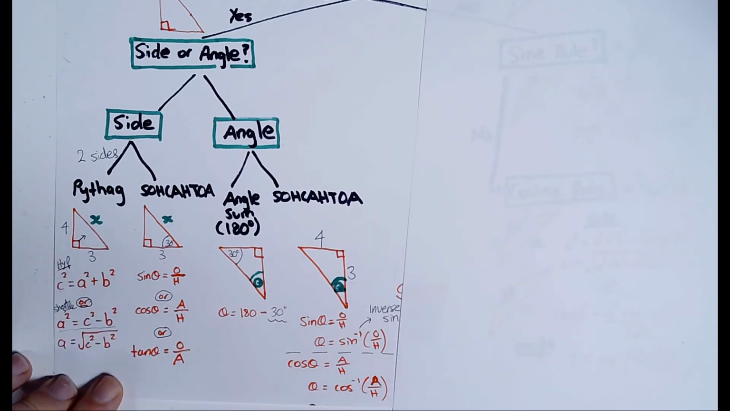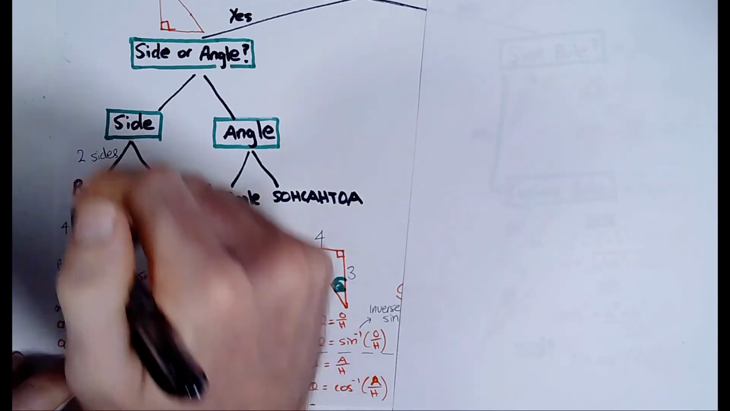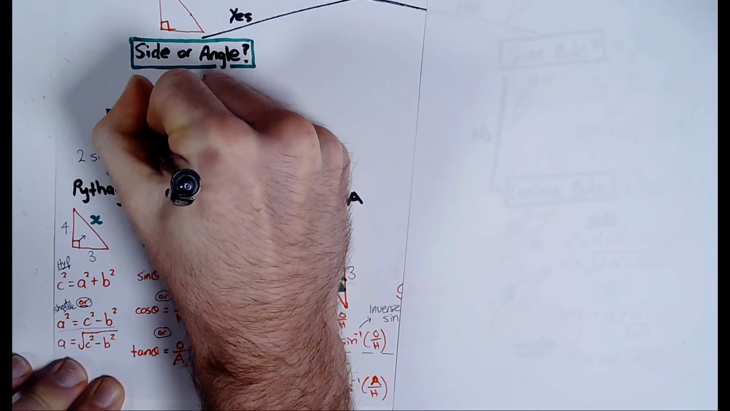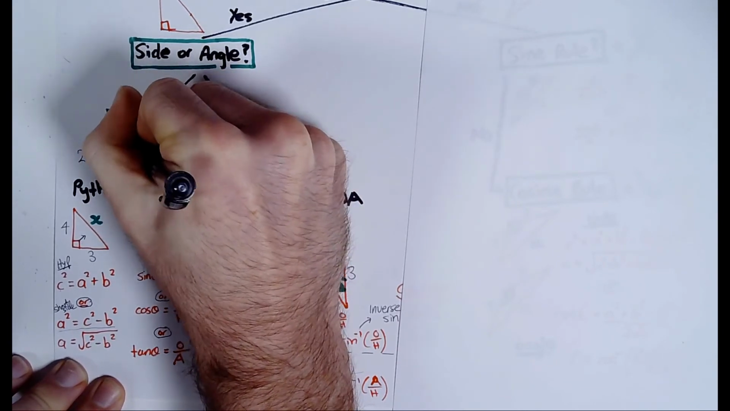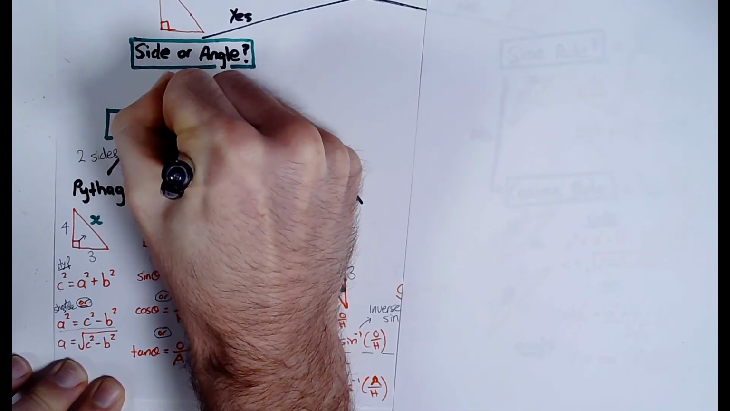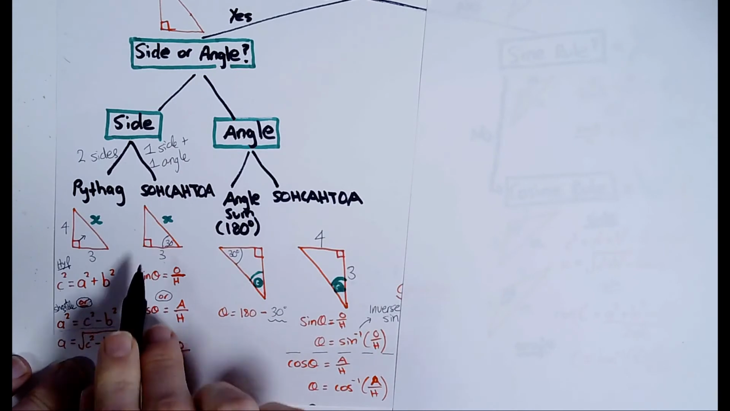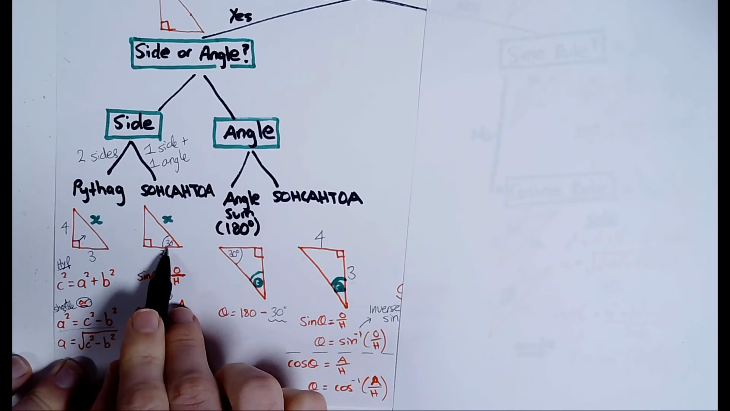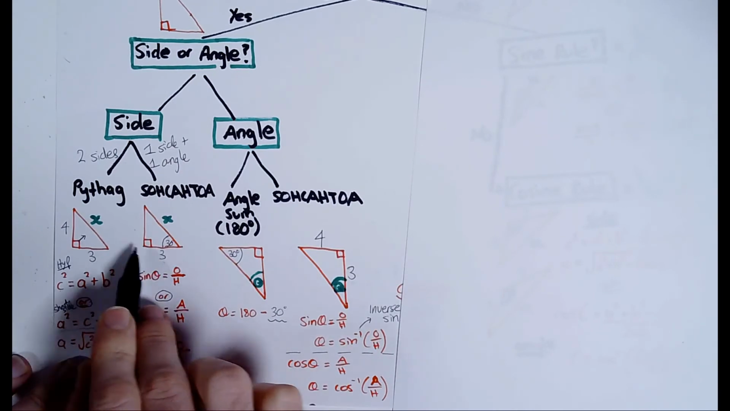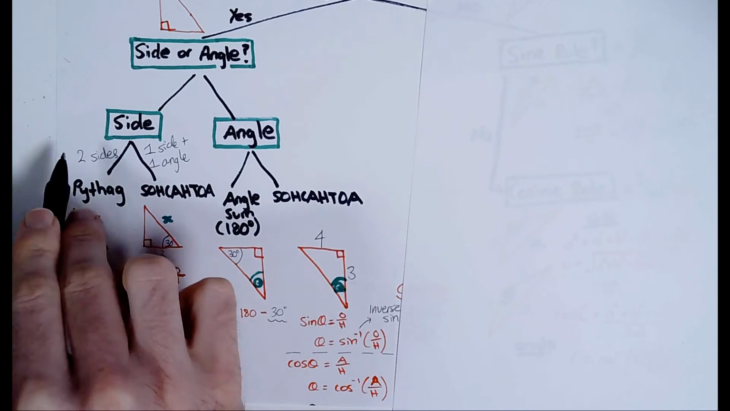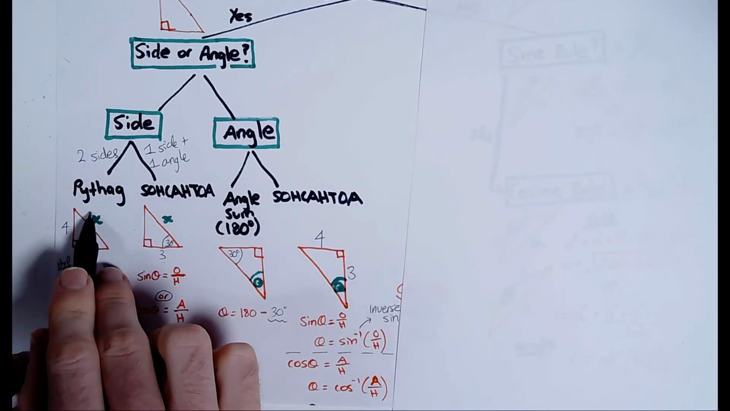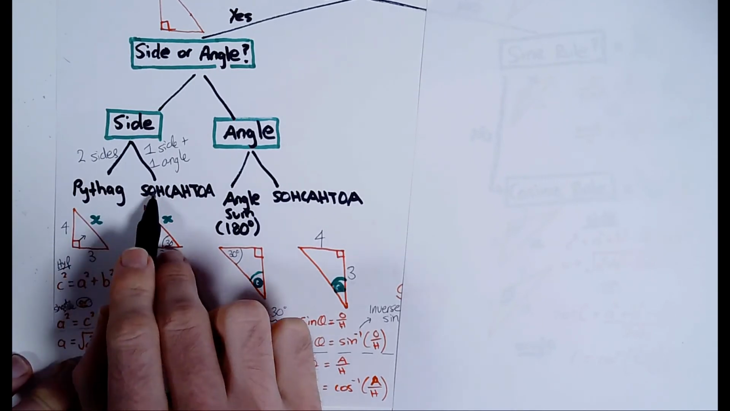Okay, what if they don't give you two sides, but they give you one side and one angle, and you have to find the other side? Well, if they give you one side and one angle, like you can see here, 30 degrees is the angle and 3 is the side. See how I don't get a second side? I don't get two sides, so I don't use Pythag. I instead will use SOHCAHTOA.